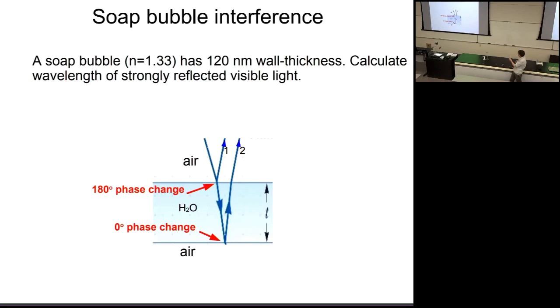And we've got to calculate, given its soapy water has a refractive index of water, 1.33, and given its thickness, 120 nanometers, the wavelength of the most strongly reflected visible light. What color are we going to see in this particular soap bubble? We've just seen a video of a soap bubble. We've seen different colors in it. What thickness of soap bubble will we see? So let's see what color is brightly reflected from this particular soap bubble.